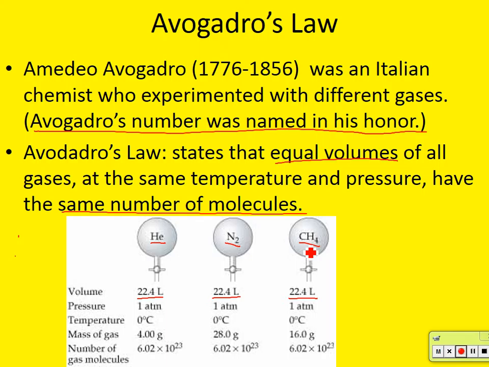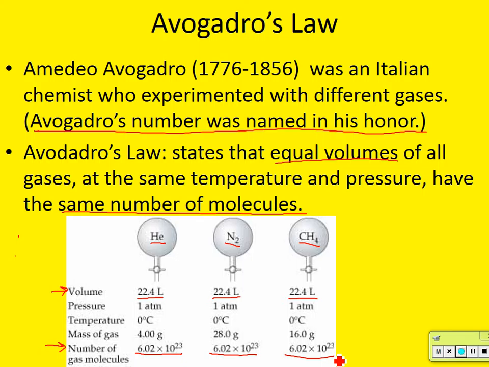Well, Avogadro said if you have equal volume, the number of molecules will be the same. So the number of gas molecules will be the same. And what did he find, guys? How many molecules do we have in 22.4 liters? 6.02 times 10 to the 23rd molecules. That's where Avogadro's number came from. That's how he discovered it. He was experimenting with gases.